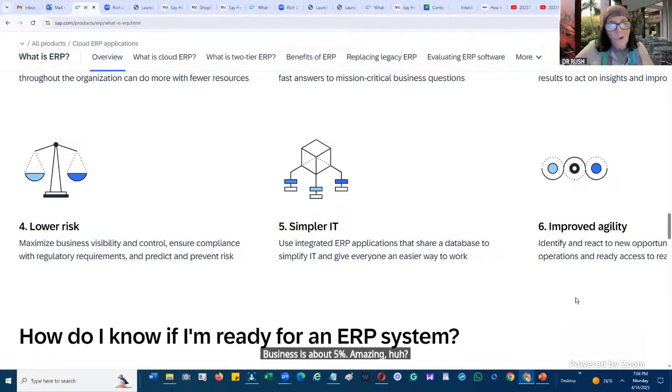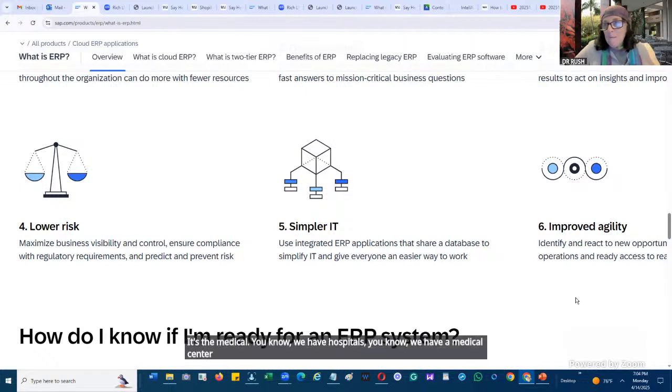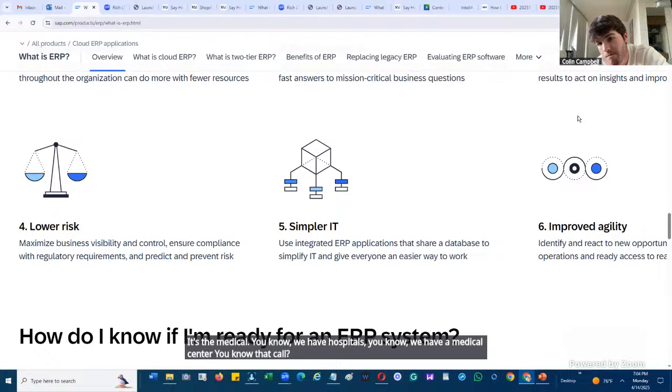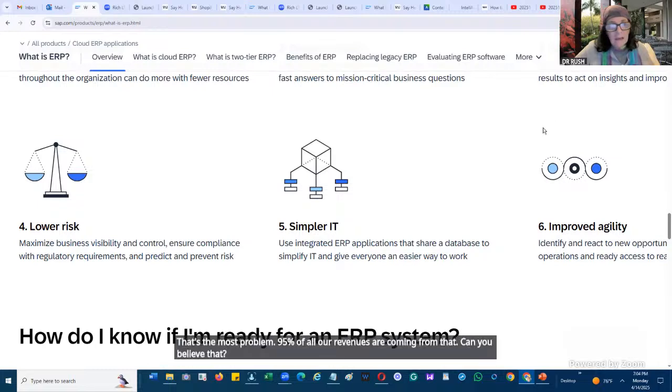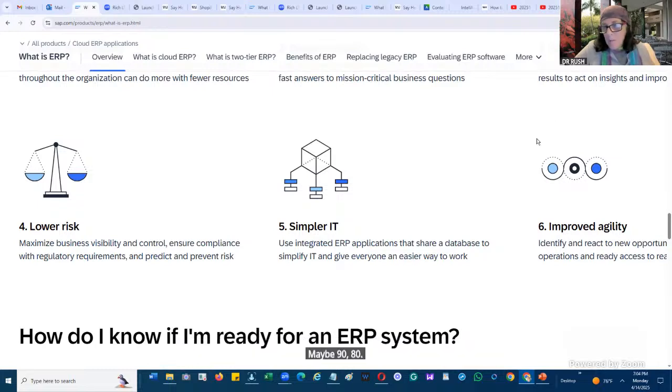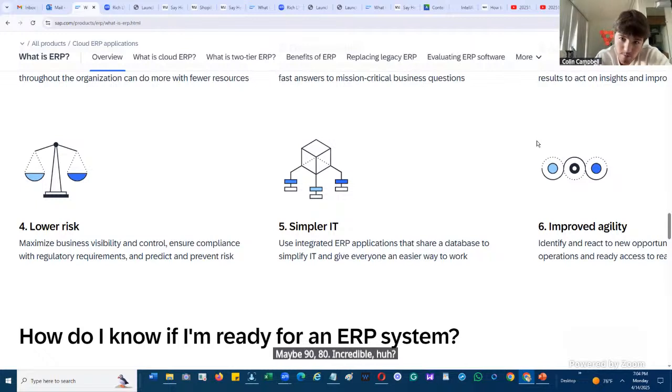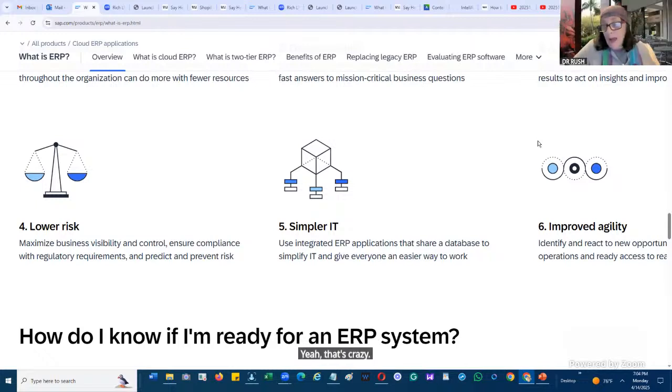It's the medical. You know, we have hospitals. We have a medical center. Do you know that, Colin? Yeah. 95% of all our revenues are coming from that. Can you believe that? Maybe 90, 80. Incredible, huh? Yeah, it's crazy. But guess what? We were in the red in that for a while. Why? Because have you ever heard of an MRI machine? Think they're cheap? They're millions, right? All that equipment and stuff. So we've got to get it done.